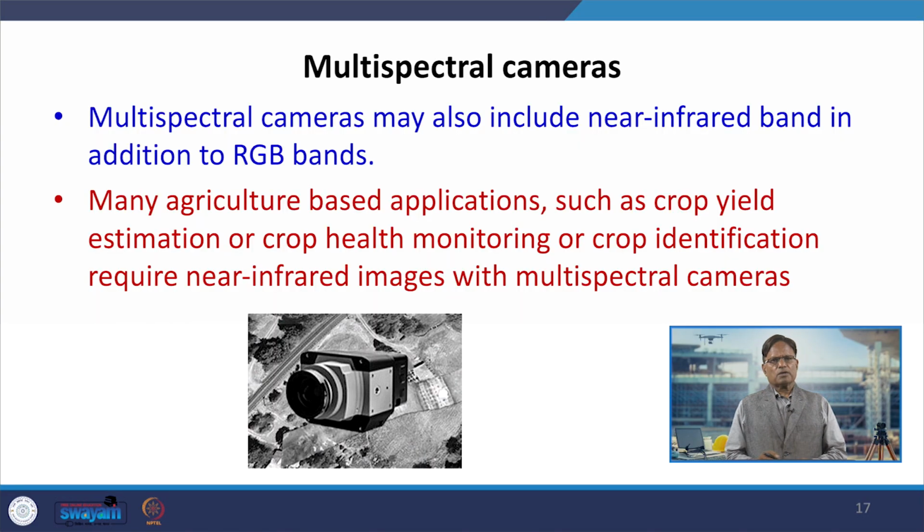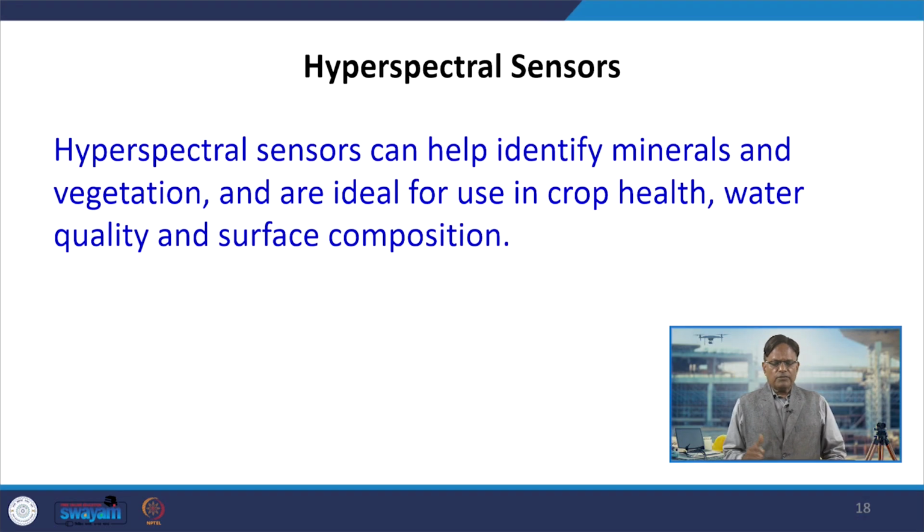We also use a multispectral camera, as the name itself suggests. It collects data in several spectral wavelength regions, including the near infrared band in addition to the RGB bands. Many applications such as crop yield estimation, crop health monitoring or crop identification will all require infrared images. So, these near infrared images, which we collect from the multispectral camera, are very helpful for digital image analysis.